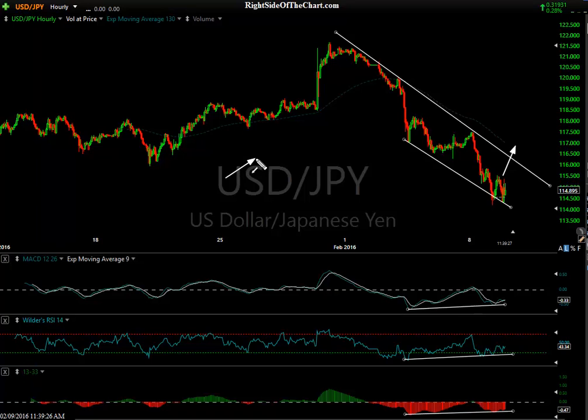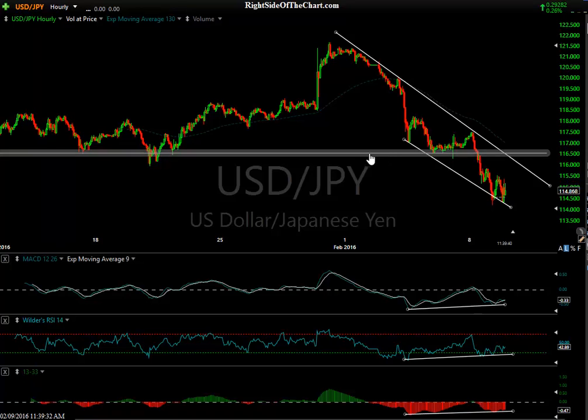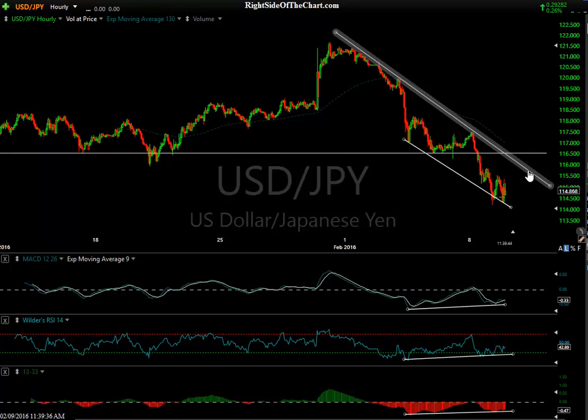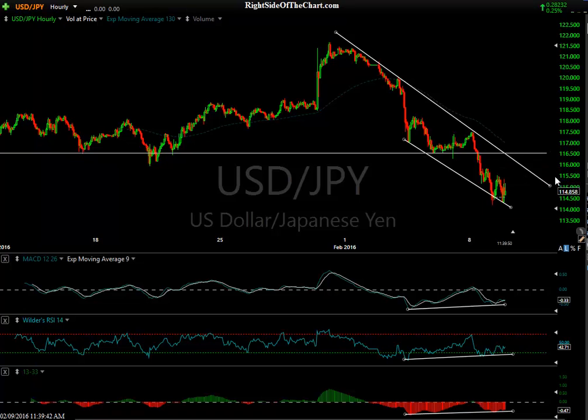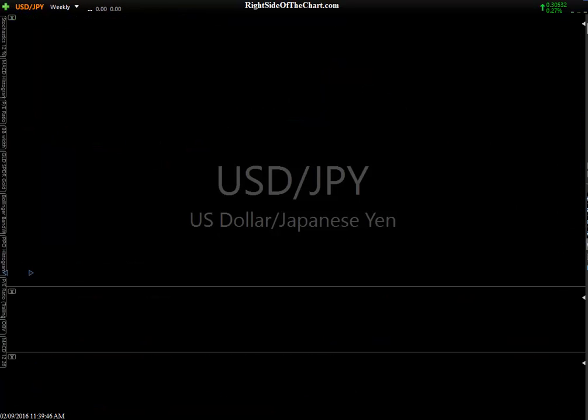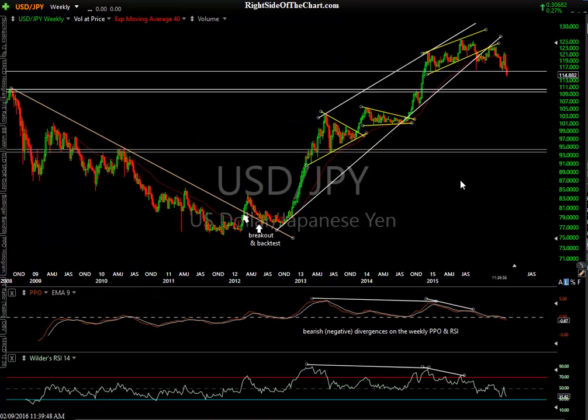Targets, let's see here. For you currency traders, that's a pretty solid level right there. And we also have this downtrend line. So let's just say ultimately at least a move up to that 116.56 level in the yen. But again, the bigger picture also confirms dollar weakness.